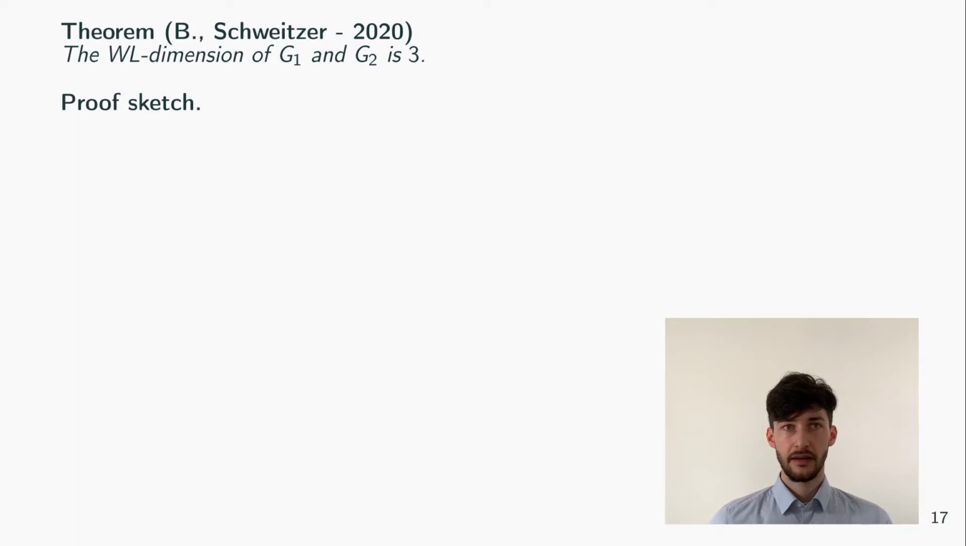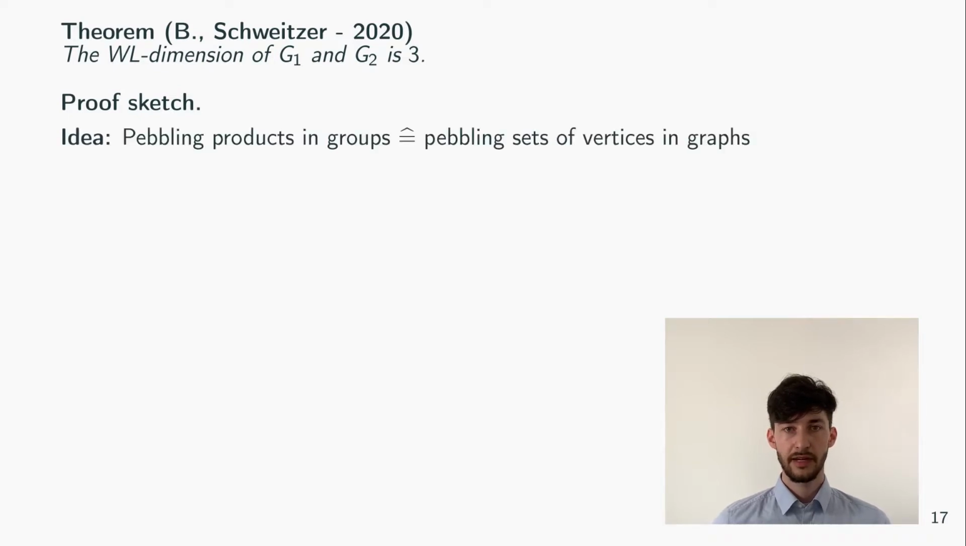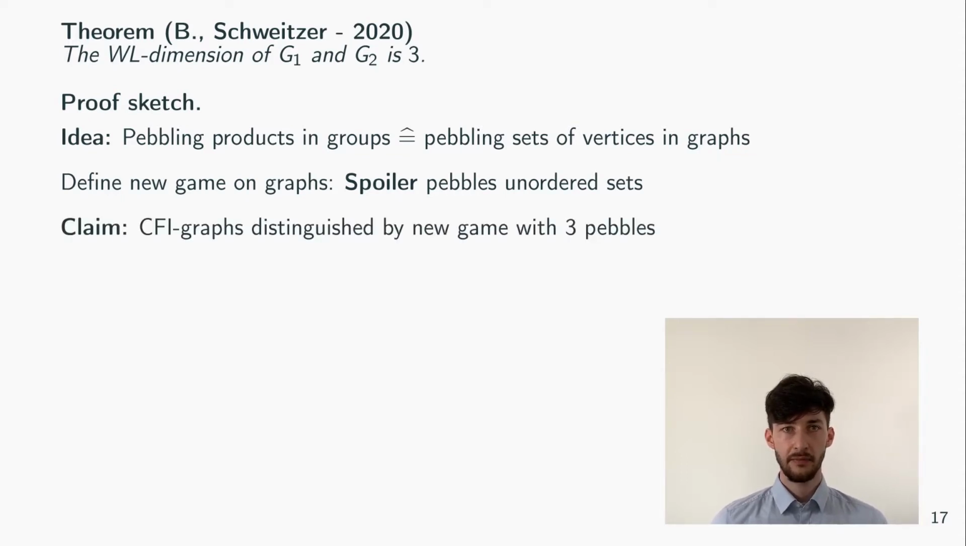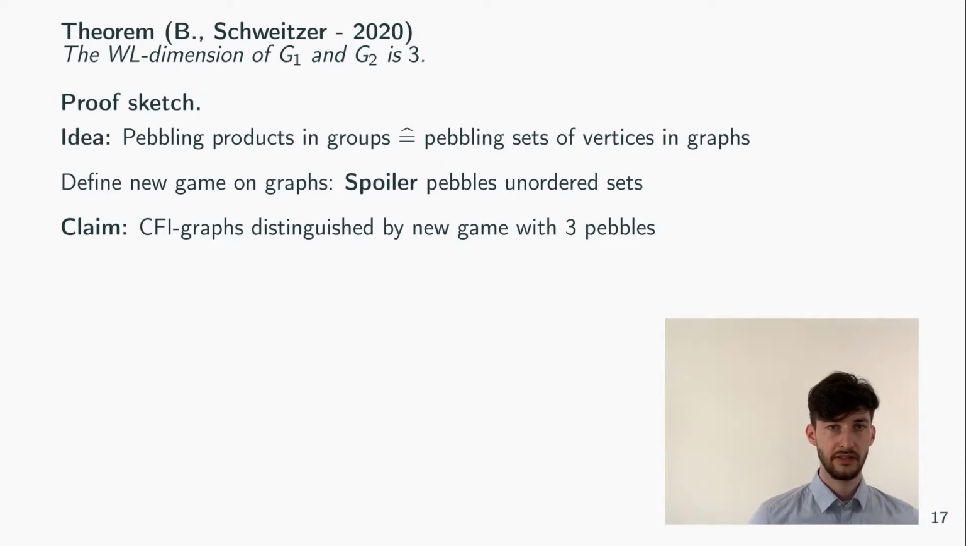For the proof sketch, the idea is that we have these products in the group, we have products of vertices, and in the pebble game, putting a pebble on a product of vertices can be interpreted as putting a pebble on the set of vertices involved in this product. So we define a new game on graphs, where a spoiler is allowed to pebble unordered sets of vertices instead of single vertices only. And now the claim is that CFI graphs can be distinguished by this new game with 3 pebbles only. And I will briefly go through the intuition here as well.